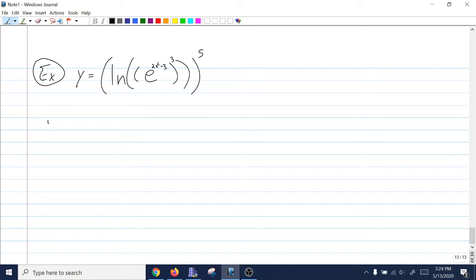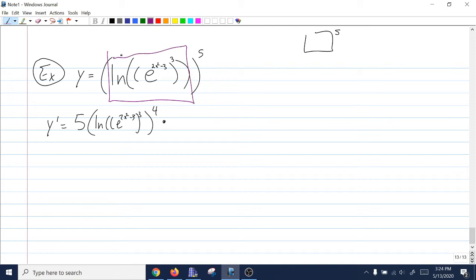My order of operations goggles tell me to start on the outside and work my way in. The outsidemost thing is something to the 5th. The derivative of something to the 5th is 5 something to the 4th. What goes inside? Leave the inside alone. And then multiply by the derivative of the inside. Now is the first place where I look at what was being raised to the 5th and ask how do I take the derivative of that.